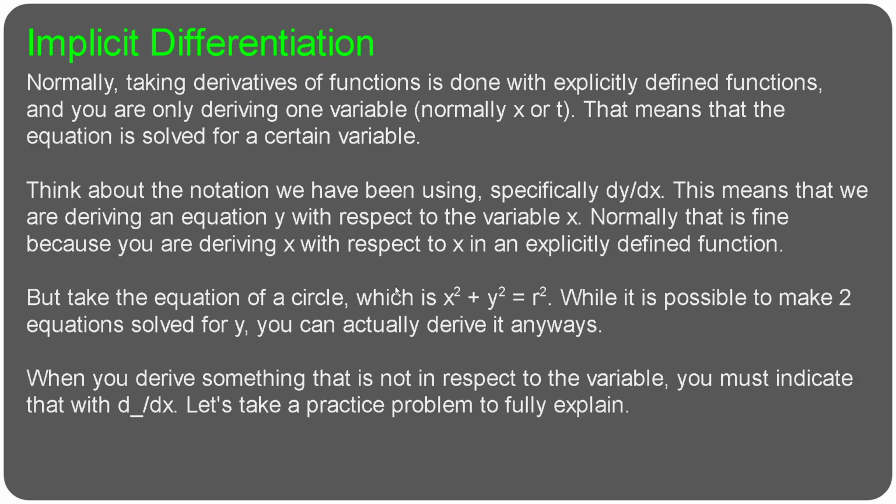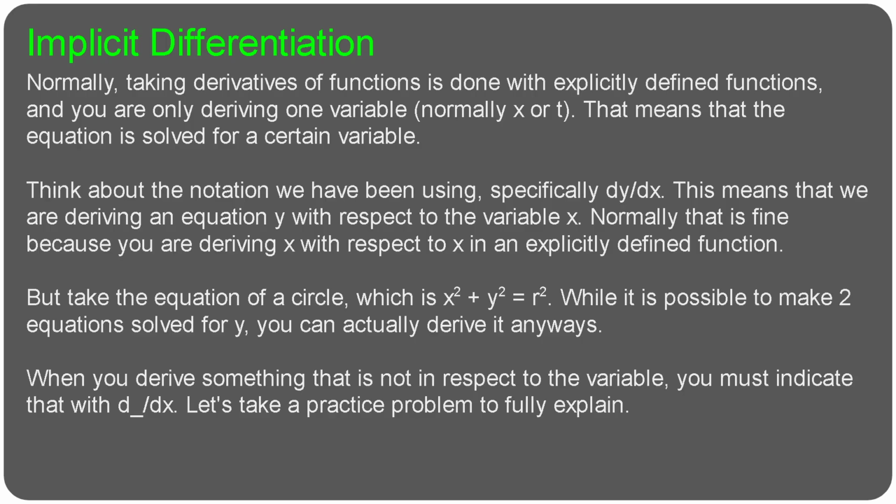But what if it's not? This is really common. This is the equation of a circle. It's x squared plus y squared equals r squared, where r is just a number. It's the radius. While it's possible to make two equations that are solved for y and derive them normally, you can actually just derive it anyways using implicit differentiation. So here's the big thing. I should have highlighted it. When you derive something that is not in respect to the variable you are deriving with, you must indicate that with d blank over dx, or whatever variable you're differentiating with.